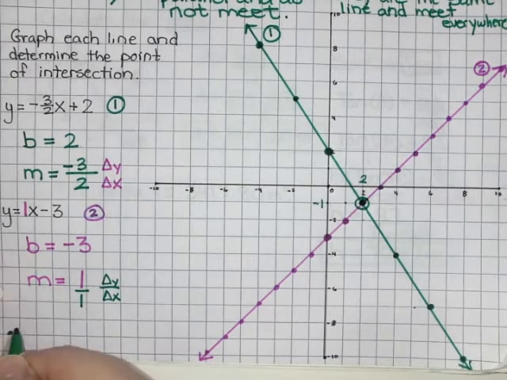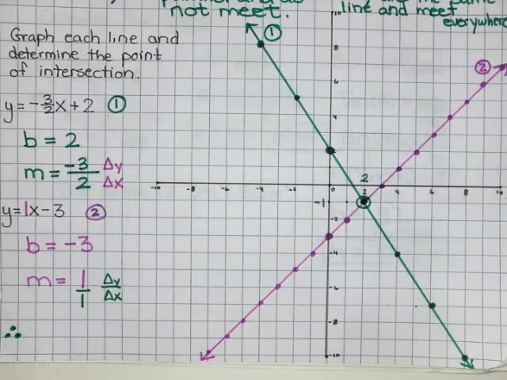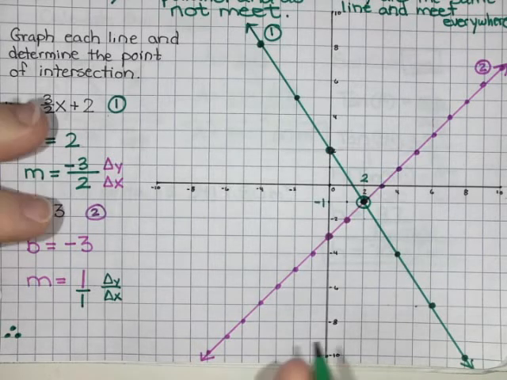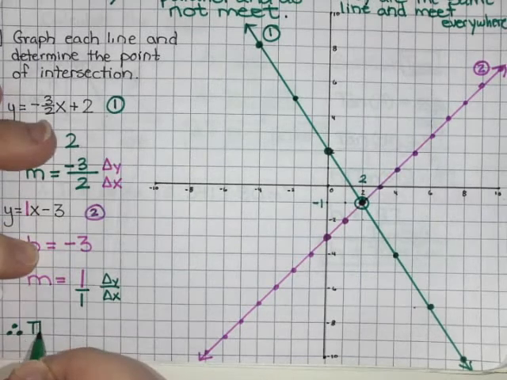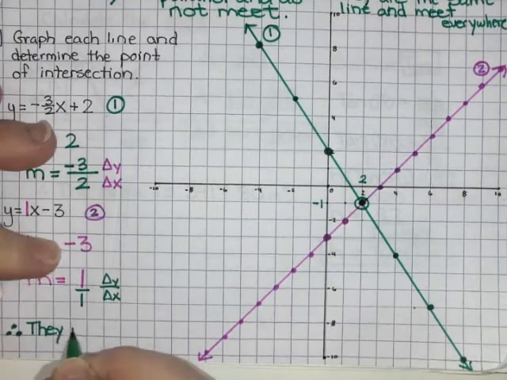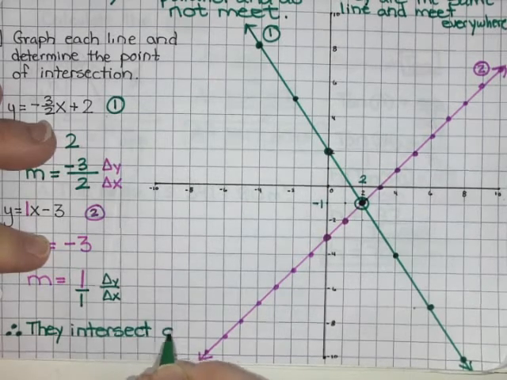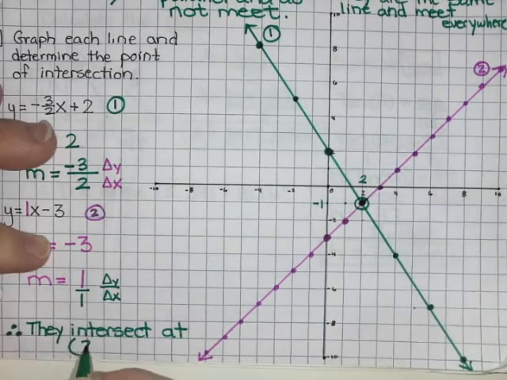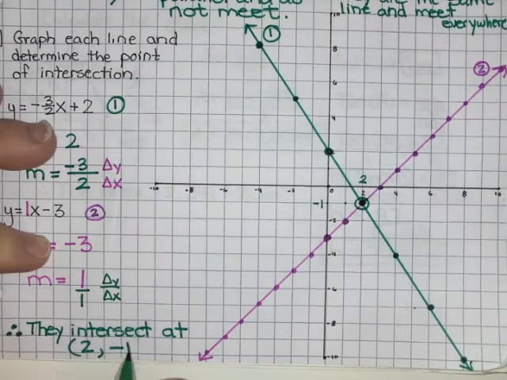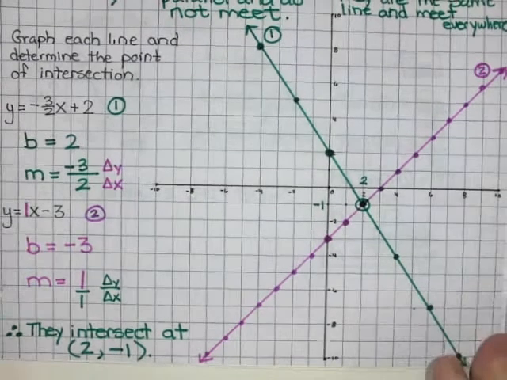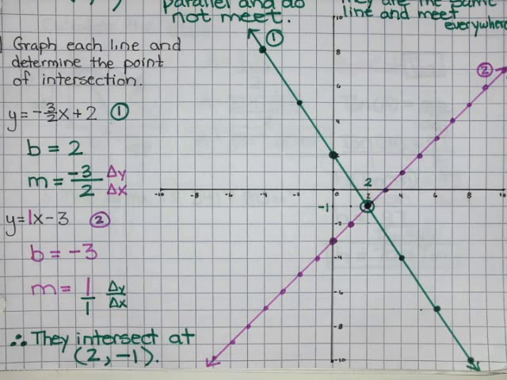So you could write POI equals, or you could say they intersect at, and then state the point. It is your choice. I'm going to say they intersect at, this is the point 2, comma, -1. Okay, and that's all you really need to know for today on intersection of lines.